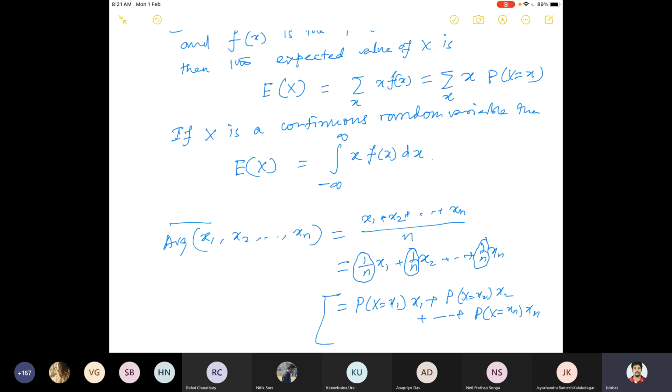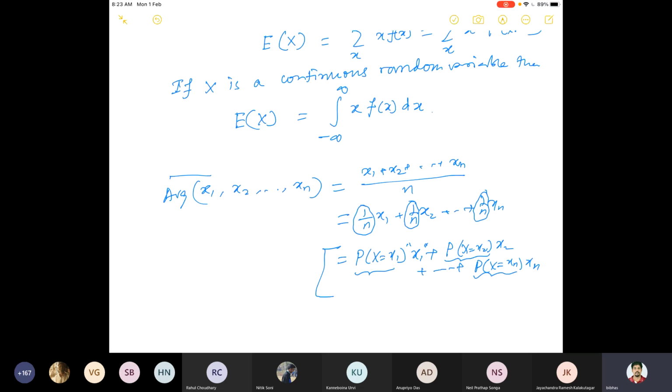So expected value is nothing but a weighted average, because these numbers can be thought of as weights. How much weight I should give to this value, let's say x1. P of X equal to x1 is the weight. Similarly, this is the weight corresponding to x2, and this represents the weight corresponding to xn. So this can be thought of as a weighted average.